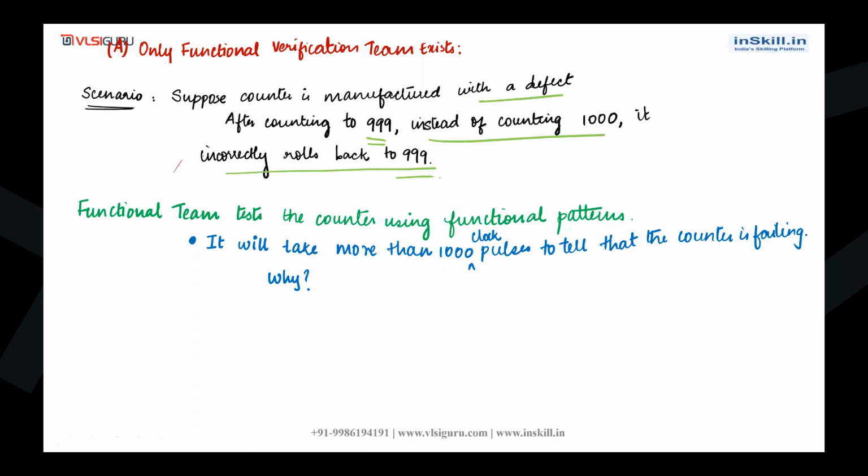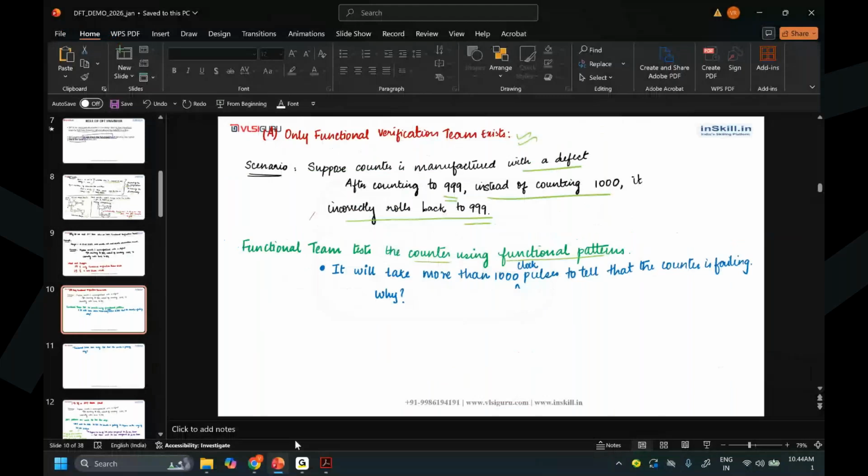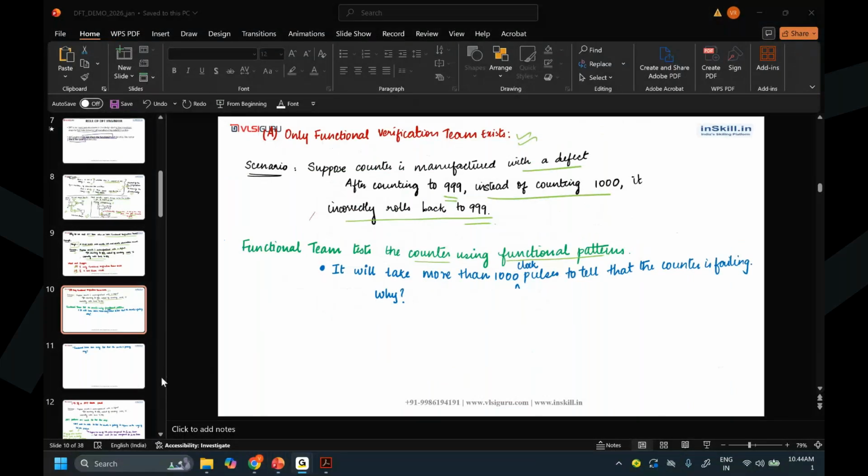Now, if only a functional verification team exists, then the functional team will test the counter using functional patterns. In this example, it will take more than 1000 clock pulses to tell that the counter is failing. So can anyone guess why it will take more than 1000 clock pulses to tell that the counter is failing?